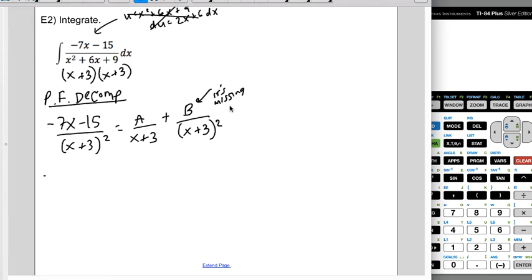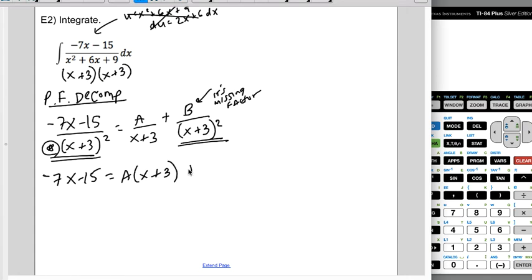right? So this thing's not missing a factor. The common denominator I want to get is an x plus 3 quantity squared, and I already have an x plus 3 quantity squared. So the a term is missing one of the x plus 3's. The b term isn't missing anything. So I'm going to use clever substitution. I pick x is negative 3 because that'll knock out the a term. I get 21 minus 15 equals nothing plus b, so I get 6 is my b.